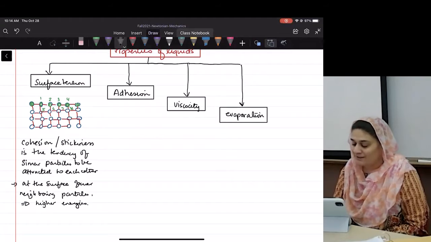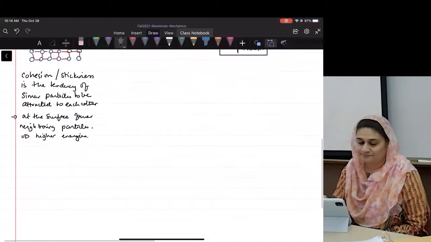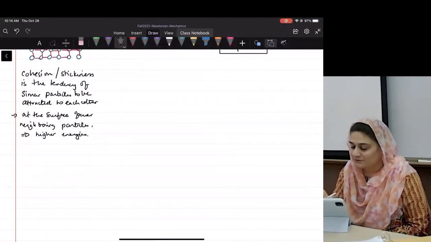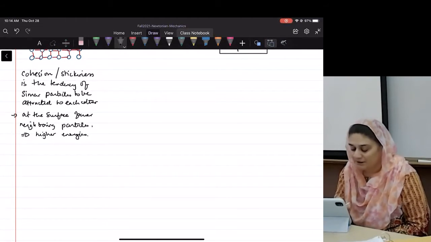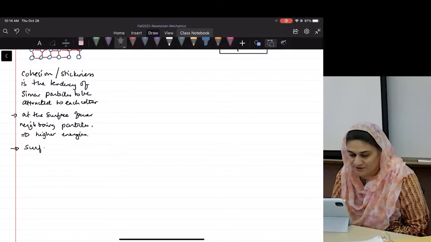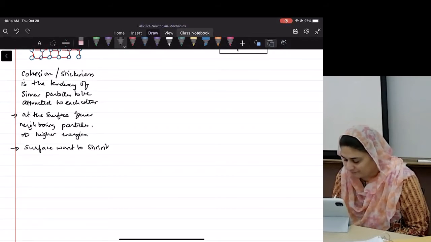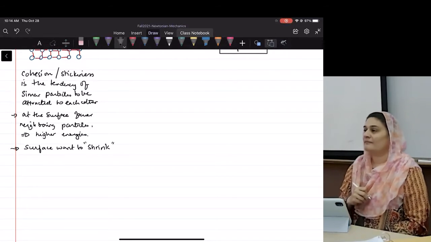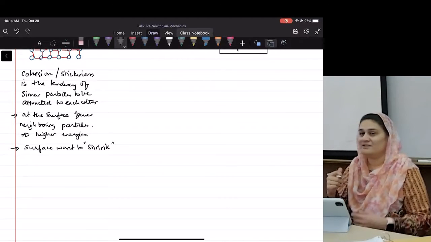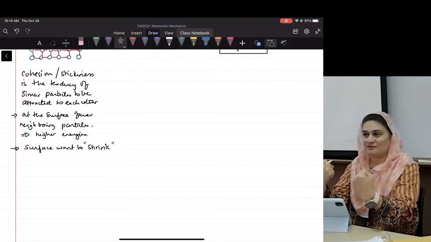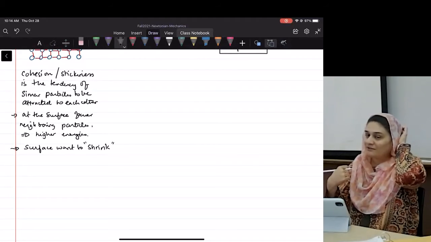And now, as always, there should be a formula. Oh, and then you could also write, I know this is not kosher, don't tell anyone. We'll just put it on YouTube. Surfaces want to shrink. Yeah, I know this is not the right thing, but think about it this way. They want to shrink onto themselves, right? They want to be pulled down.